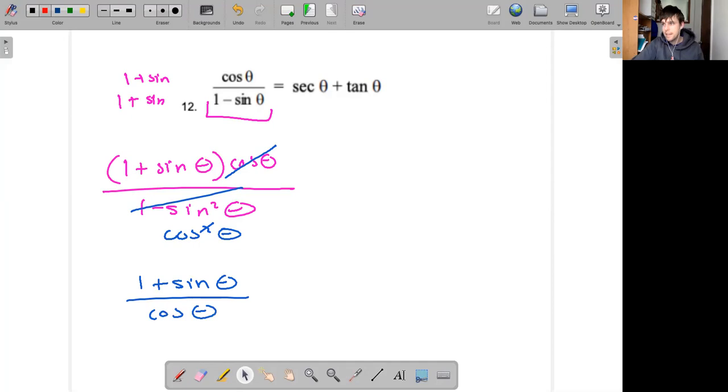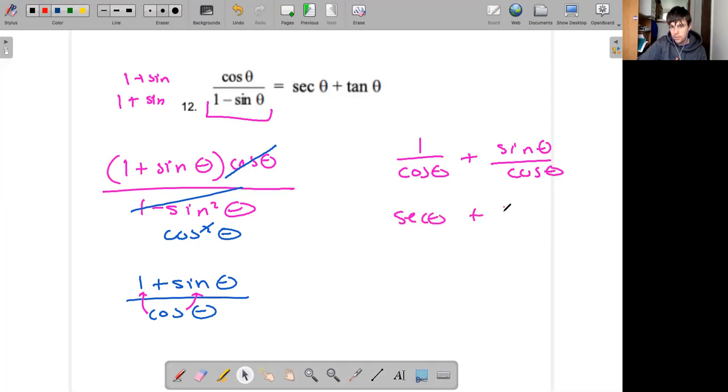All right, and to top this off, we're pretty close to the answer. We can just distribute this division to both of these. So that becomes 1 over cosine, dividing it there, plus sine over cosine. That's secant plus tangent. Straight up the easiest one we've done, I think, as long as you notice this nice conjugate idea.